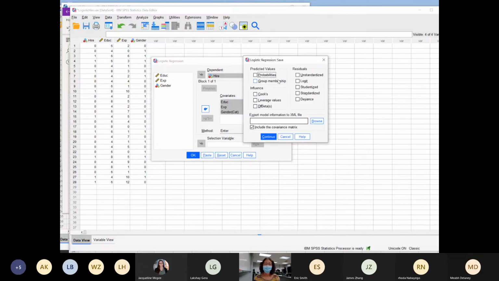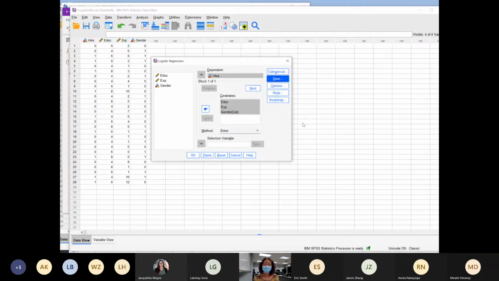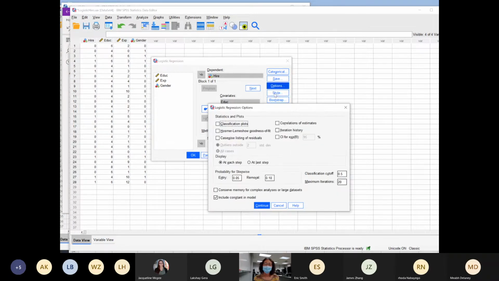Under Save, we want to see the probability. Maybe this time I just want to see the group membership, not the probability, okay? The group membership is based on probability. I just need to see the result. And you could select probability. Okay? And then click Continue. Then under Options, I want to create a classification chart. Okay. That's it. Continue.